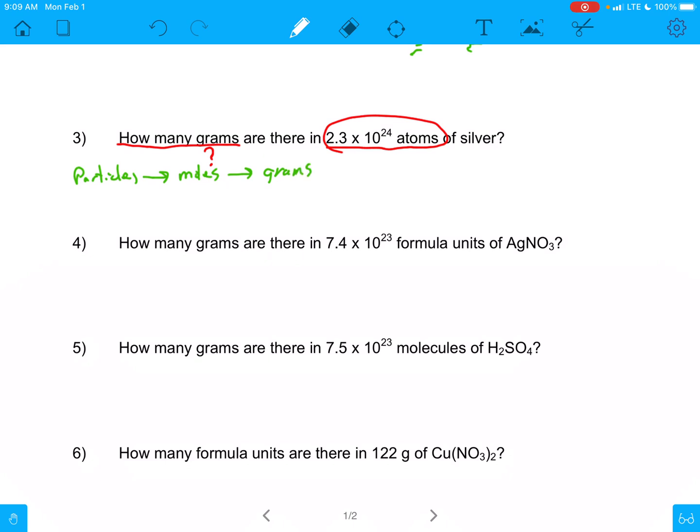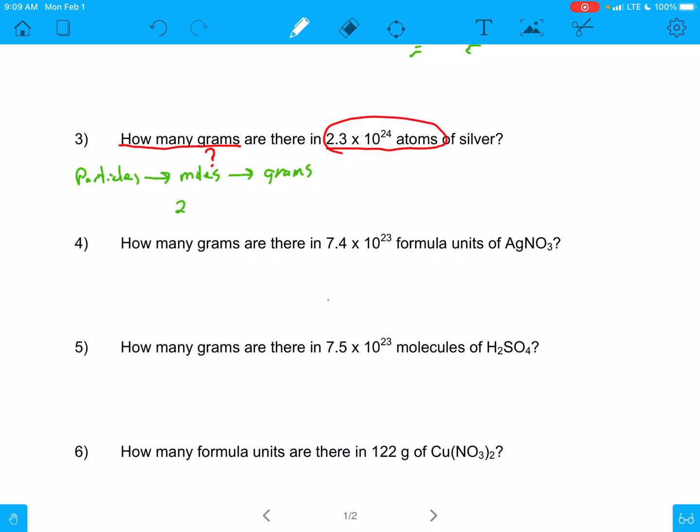So let's write down what we're given. We're given 2.3 times 10 to the 24th atoms. And atoms are a form of particles, so that's just fine. And not just any atoms, it's atoms of Ag. Okay? Now, what is the molar mass of Ag? Because that's the next thing that I'm going to have to do. I have to get from grams into moles. And when I look on my periodic table, I see that silver has a mass of 108 grams per mole. So I'm going to put 1 mole of Ag.